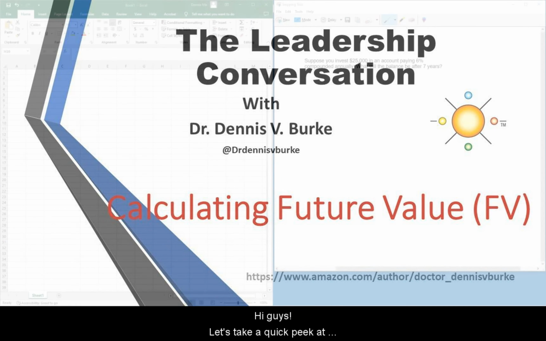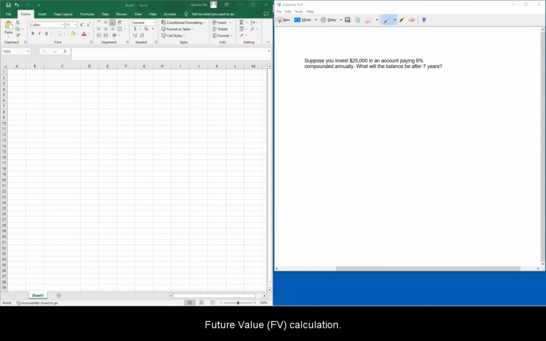Hi guys, let's take a quick peek at future value calculation. My objective here is to demonstrate two simple processes that you might use to calculate this and really understand the steps that are required to calculate it. While there are many ways you might pull a calculator from online and use it, that's good. There is no single accurate way.